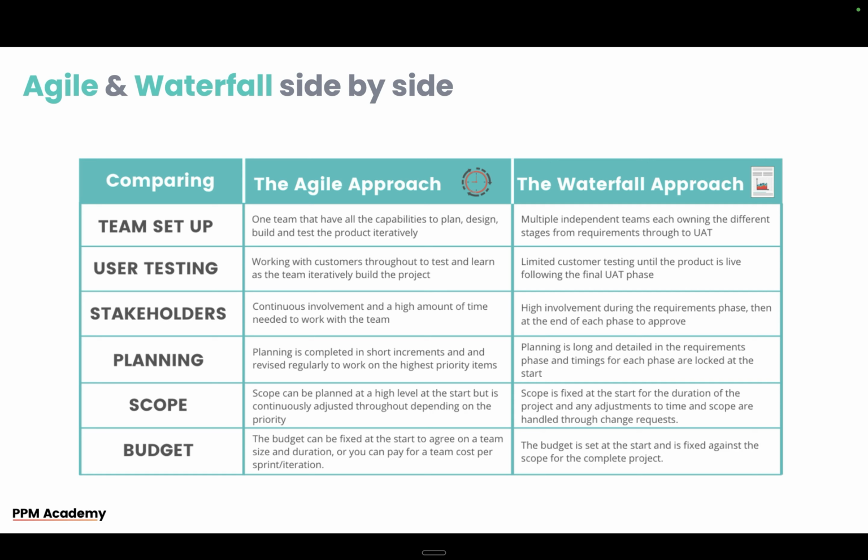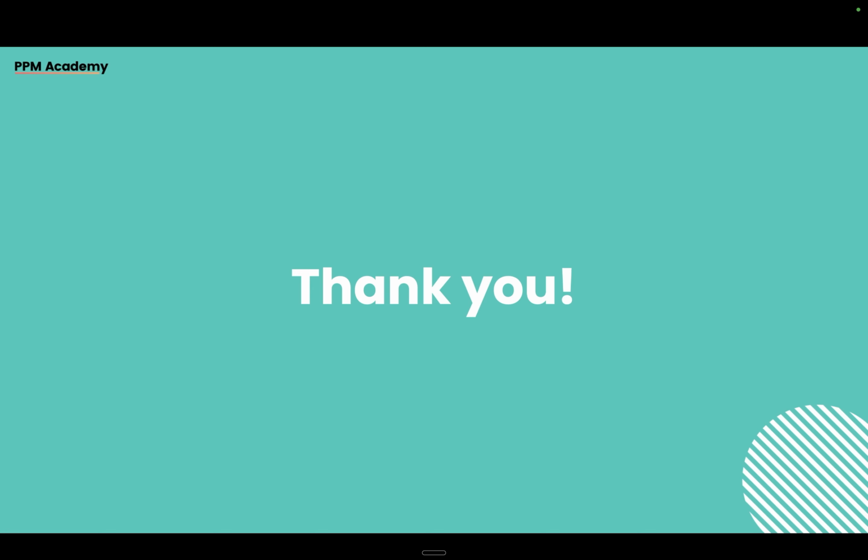And then scope from an agile approach. Scope can be planned at a high level at the start, but then it's continually adjusted throughout depending on the priority. Versus waterfall, it's fixed at the start for the duration of the project, and any other changes are handled through change requests. And then on your budgets, the budget on an agile approach can still be fixed at the start to agree on a team size and duration, or you could pay for a team cost per sprint or iteration. So it doesn't just keep going and going and going. You still have limits, but a waterfall approach is set at the start and it's fixed for the duration of the complete project.